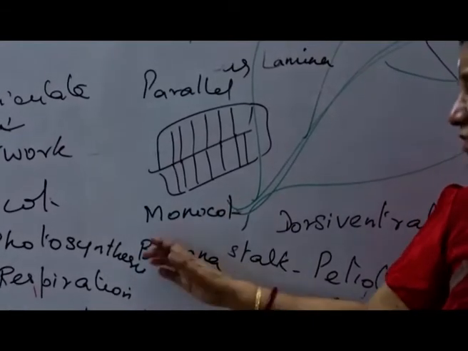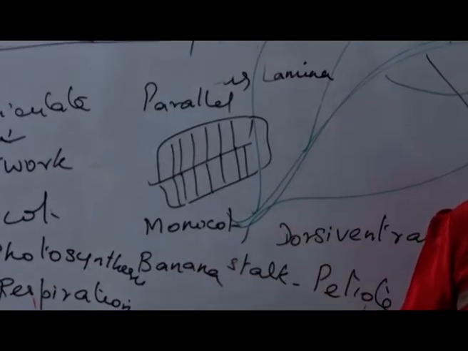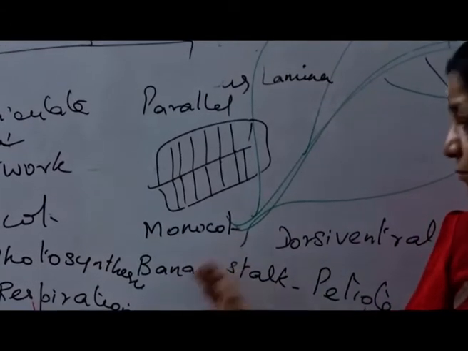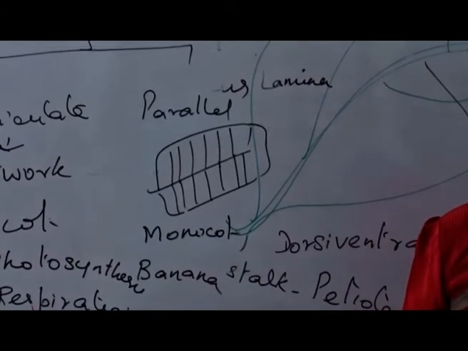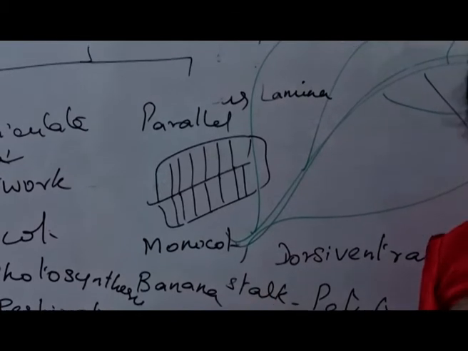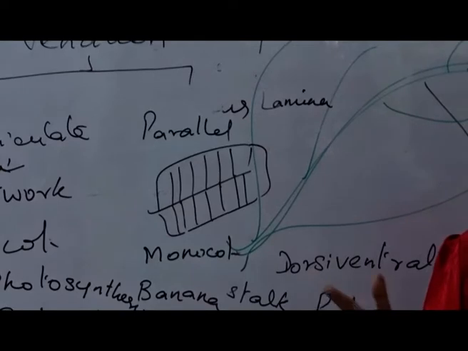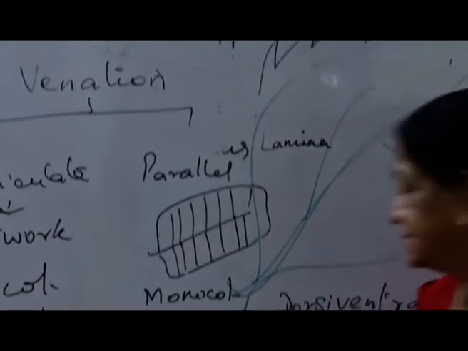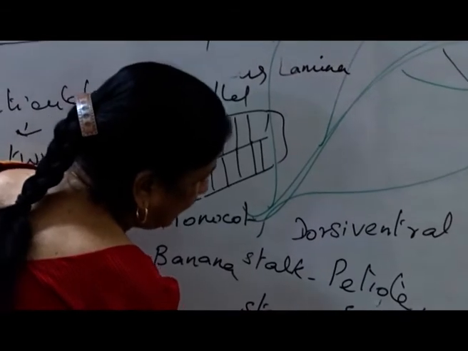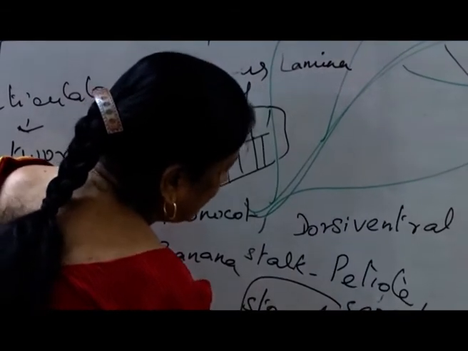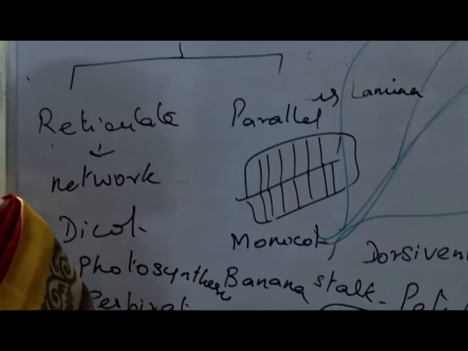So for all these three processes: photosynthesis, carbon dioxide is taken in, oxygen is given out. Respiration, oxygen is taken in, carbon dioxide is given out. And transpiration, evaporation of water. For all these three processes, it is a structure called stomata which is taking part in exchange of gases. I hope you are able to follow me.